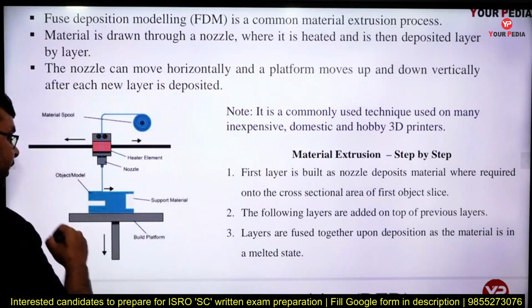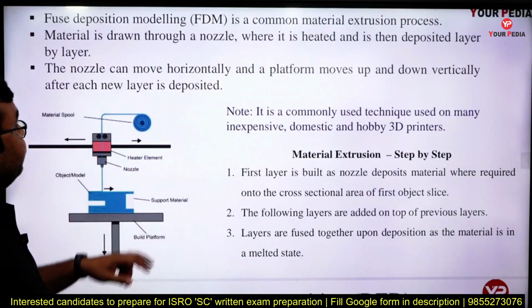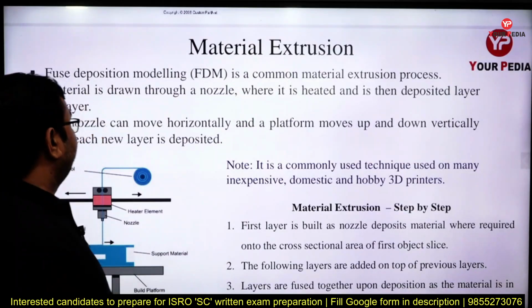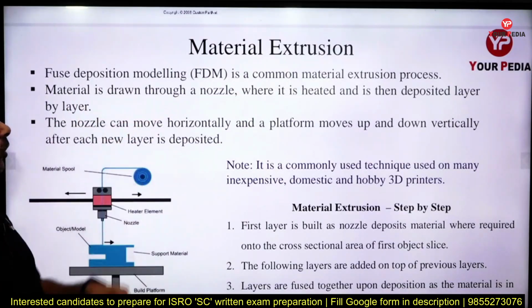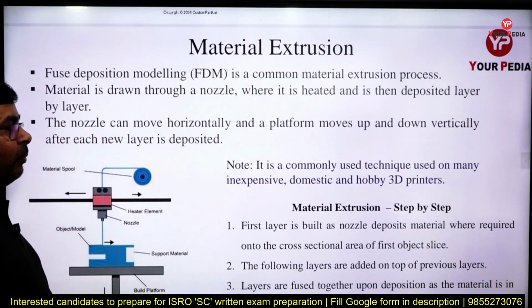Okay, and similarly here we have a build platform which can move in the vertical direction. Fused deposition modeling is a common material extrusion process. Material is drawn through a nozzle where it is heated and then deposited layer by layer. The nozzle can move horizontally and the platform moves upward and downward vertically.